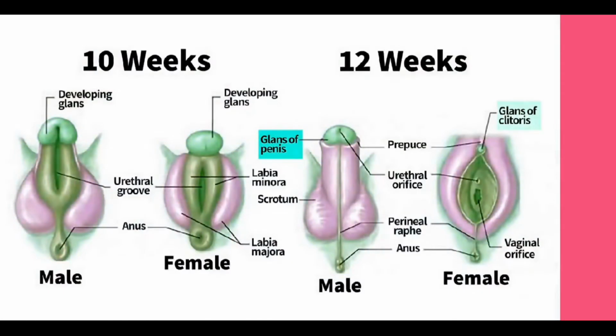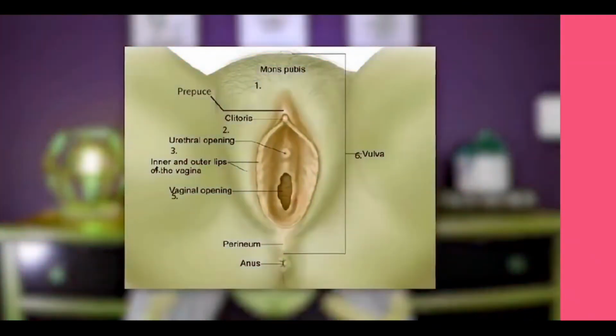So in men and women, the head of the penis and the clitoris develop from the same tissues, as well as the hood of the clitoris and the foreskin of the penis. And then when you look at the lips of the labia, or the outer and inner lips of the vagina, and the scrotum is actually analogous or similar to the outer lips of the vagina. And that's called the labia majora. So everything you see in this picture is called the vulva.